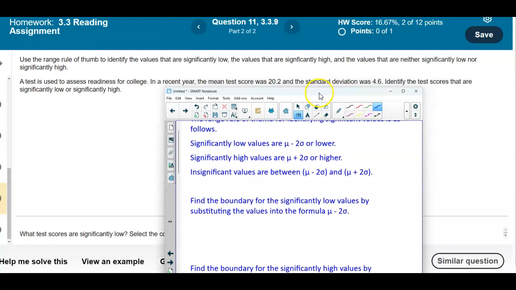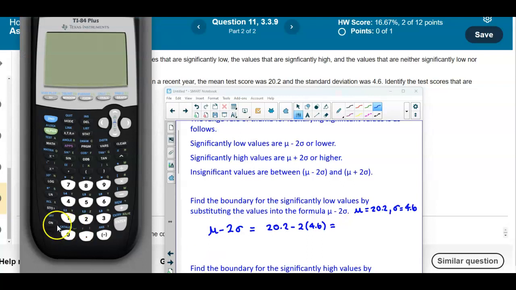So we need to identify the mean and the standard deviation. We can see here that the mean in the problem is given to be a test score of 20.2. And we can see that the standard deviation is given to be 4.6. So let's find those values that are significantly low. If we take the mean and subtract 2 times the standard deviation, we have 20.2 minus 2 times 4.6, and we get 11.0.